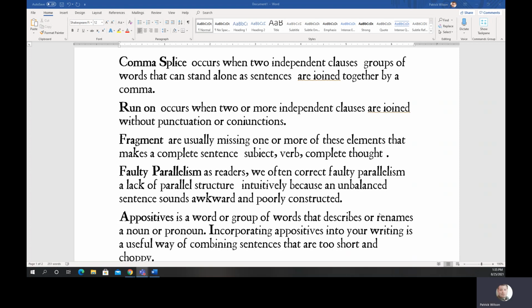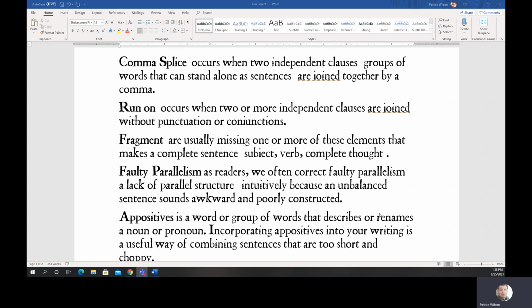definitions. A comma splice occurs when two independent clauses, groups of words that can stand alone as sentences, are joined together by a comma. And I will give you an example of that here, as I will with all of these other terms momentarily. The run-on sentence occurs when two or more independent clauses are joined without punctuation or conjunctions. Fragments are usually sentences that are missing one or more of the elements that make a complete sentence.